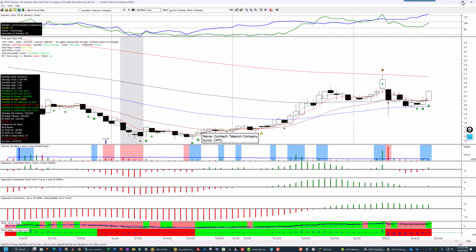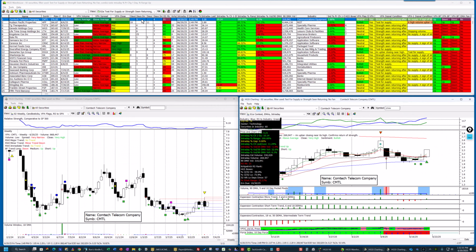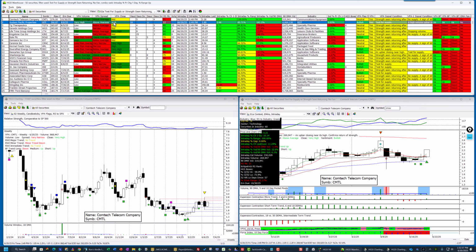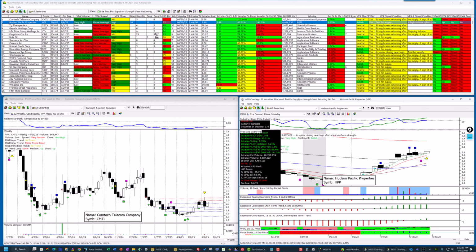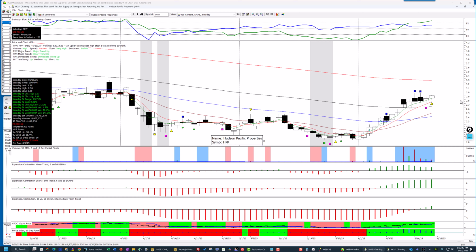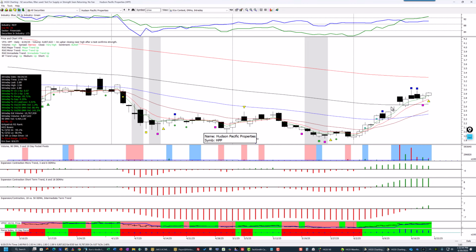How about Hudson Pacific Properties? Now this one's been going up, but the fan is still not in place. These moving averages all have to get above the 200 period moving average. But look at this volume coming in. This is pocket pivot volume, which indicates a lot of strength, and what we have here is a low volume test plus a confirmation of that test. Once again, an inexpensive stock.